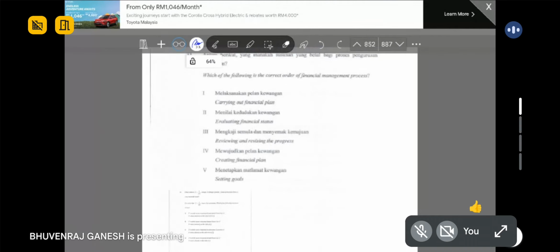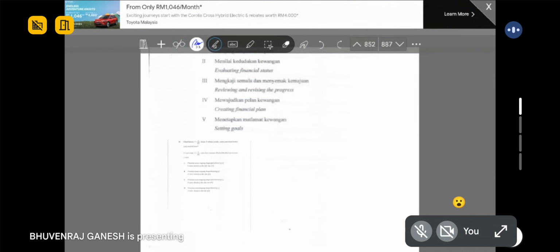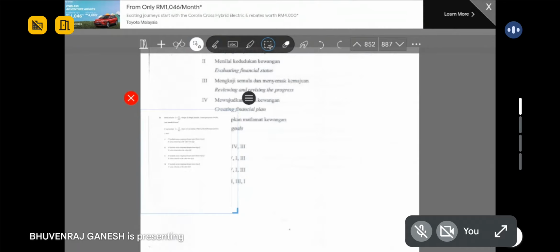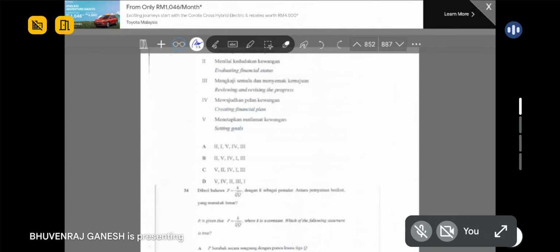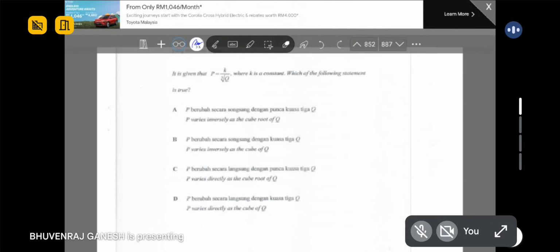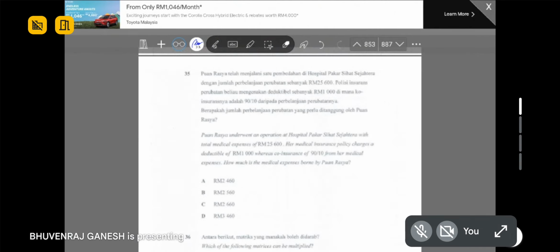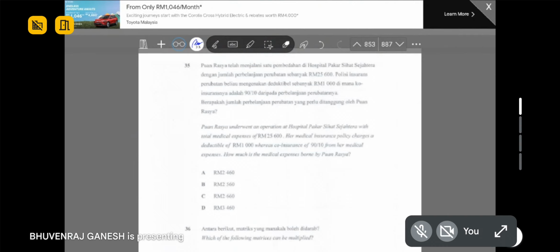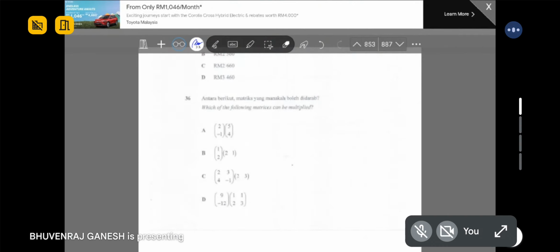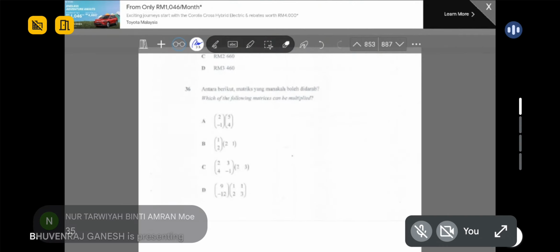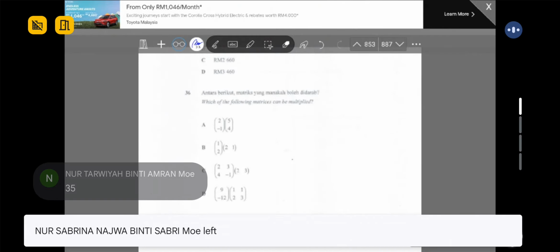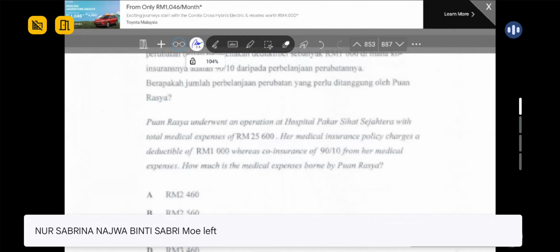Alright. Okay, so 33 tak ada. 34, anyone? 34. This one simple lah, guys, variation saja. Tak ada? Don't have. Okay, so 35, 35. Tak ada? Okay, 36. Got or not? 36 tak ada. Okay, wait. 35. Okay, so 35.